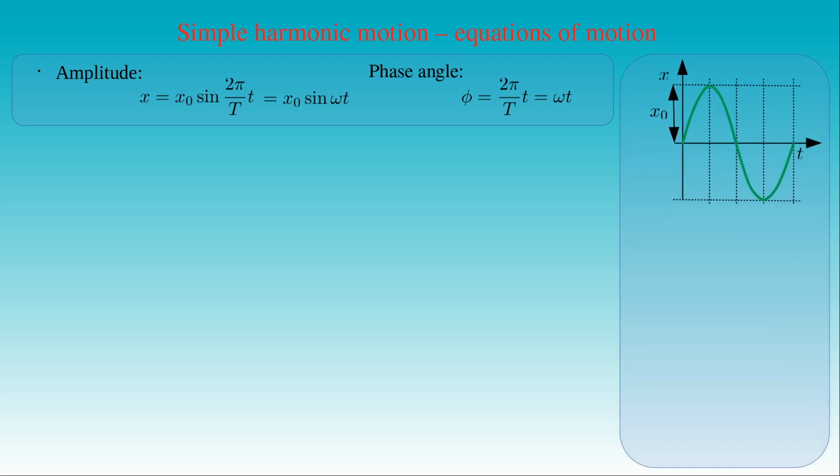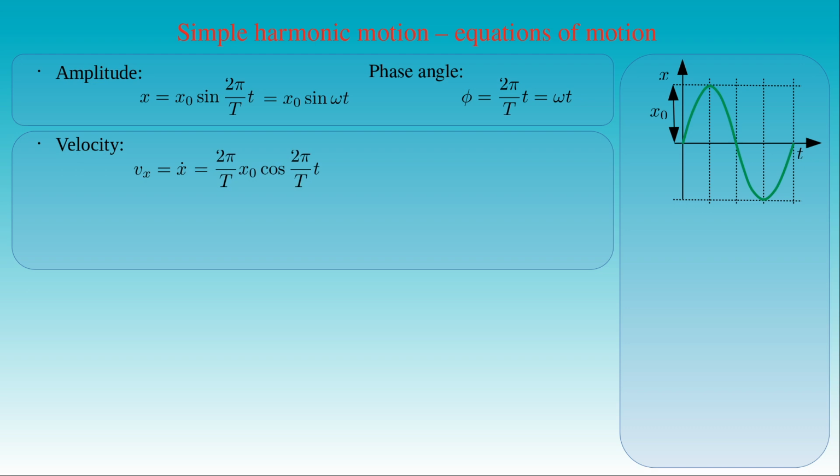Here the vertical dashed lines divide the complete cycle into 4 equal time intervals with the length of a quarter of the period T. The velocity of an oscillating body is the derivative of the amplitude x with respect to the time t. This gives 2 pi divided by the period T times x0, times cosine 2 pi divided by the period times the time t. We can substitute the angular frequency in this equation, and we obtain omega times x0, times cosine omega times t.